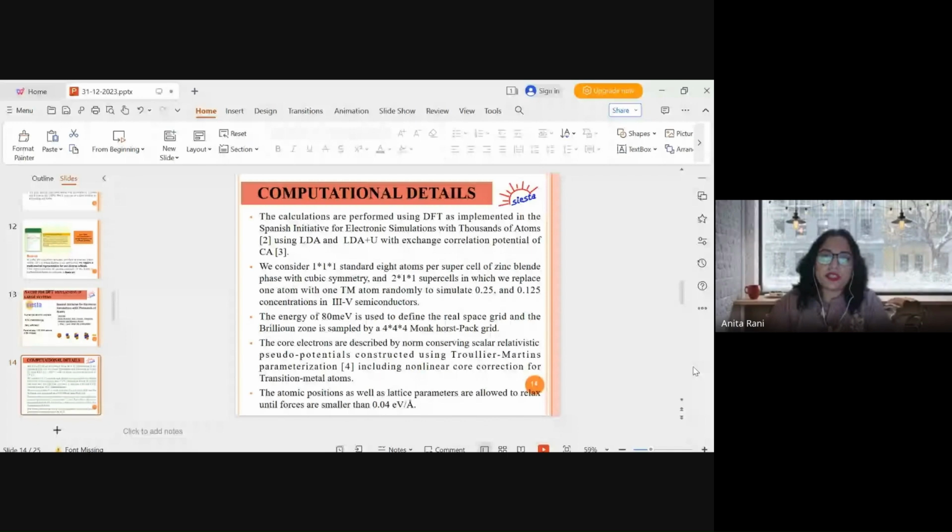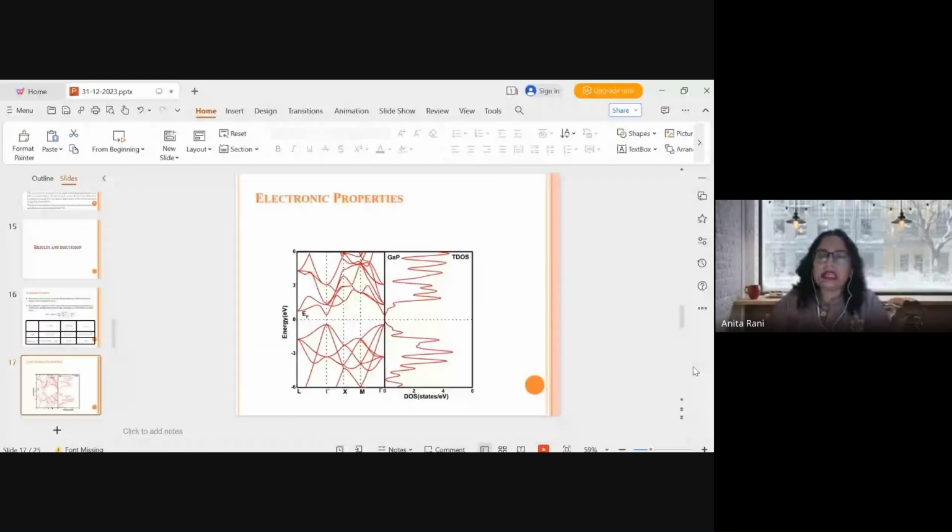An energy of 80 millielectron volt is used to define the real space grid, and a 4 by 4 by 4 Monkhorst-Pack grid has been used. Atomic positions as well as lattice parameters are allowed to relax until the forces are smaller than 0.04 electron volt per angstrom. The pseudo potentials that we have used are constructed using the TM parameterization scheme.